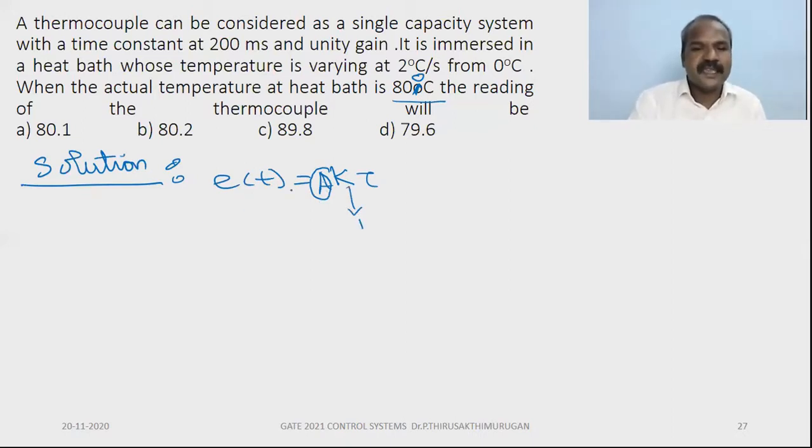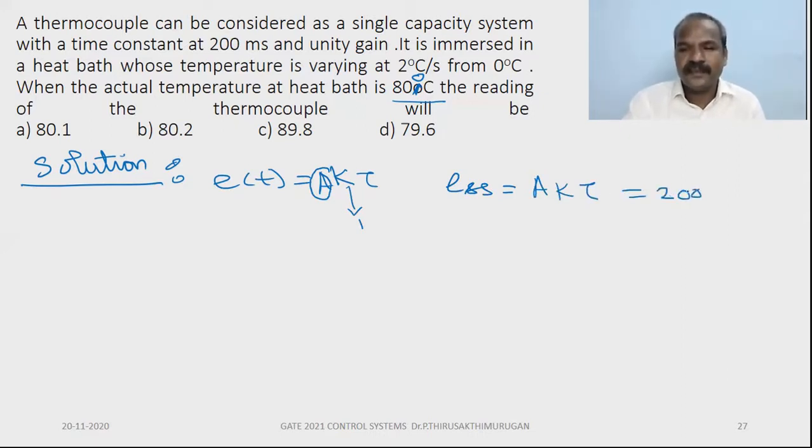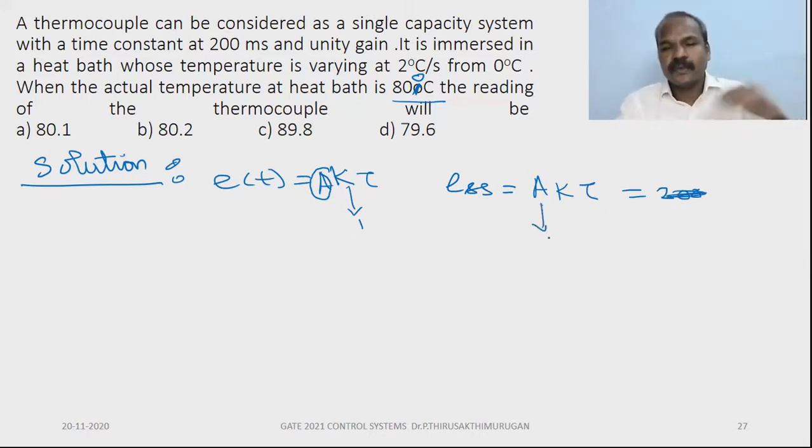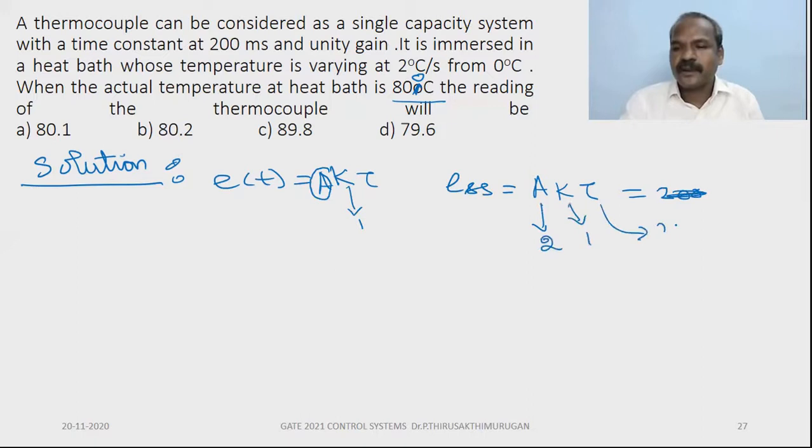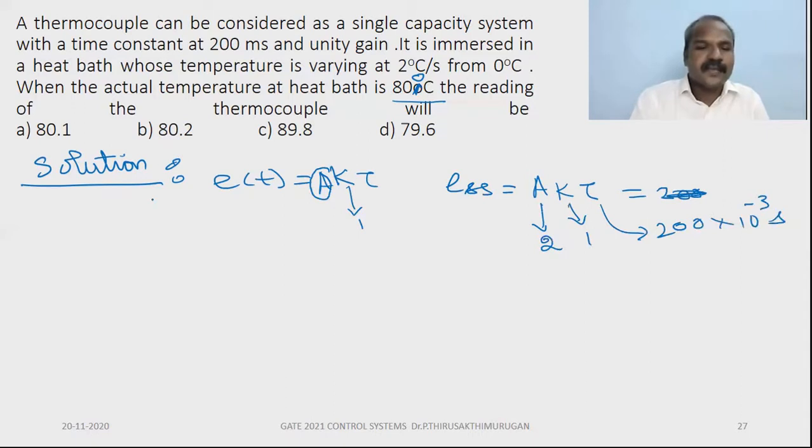So the steady state error is equal to A K tau. A is given: tau is 200 millisecond, and A is 2, because the rate of input heat bath rise is 2. K is 1, tau is 200 into 10 power minus 3 second. If you multiply this, the steady state error will be 0.4.